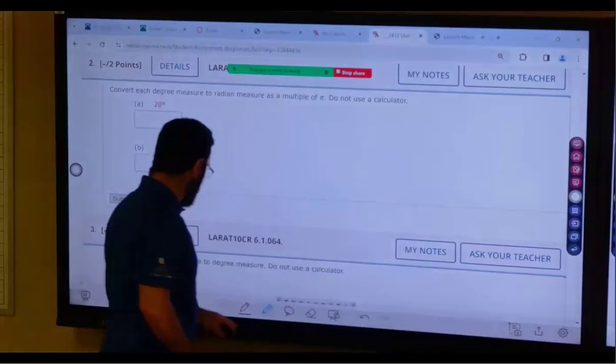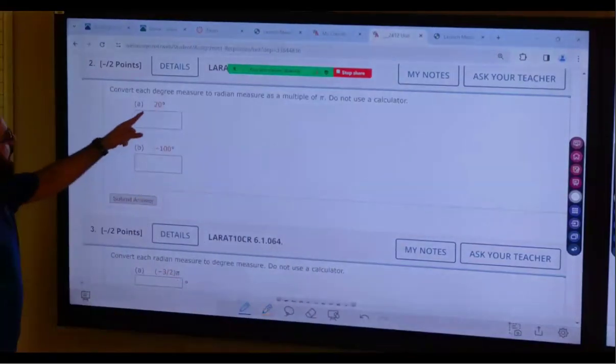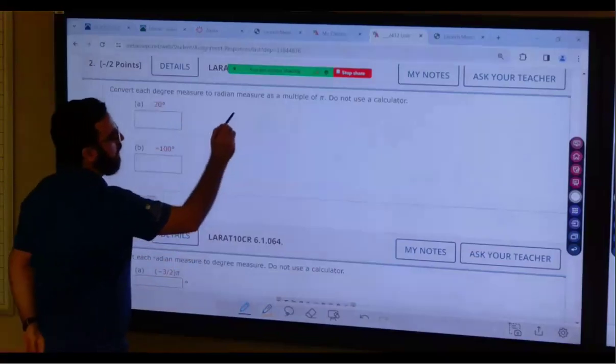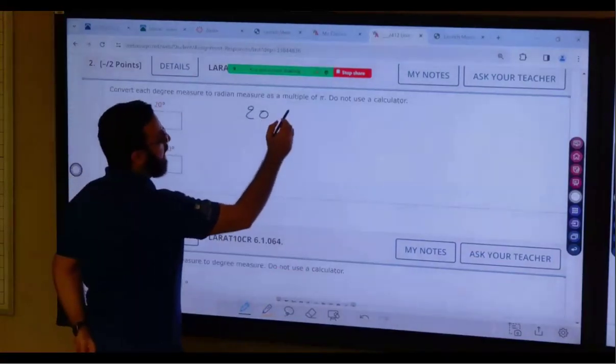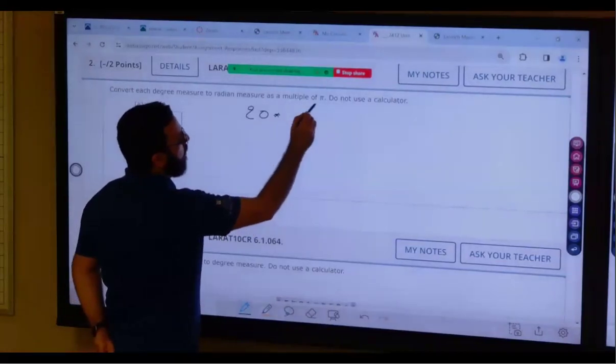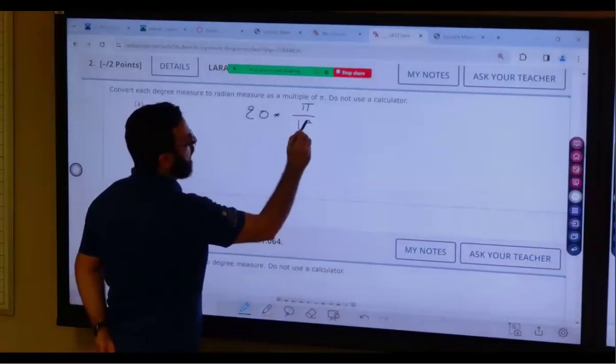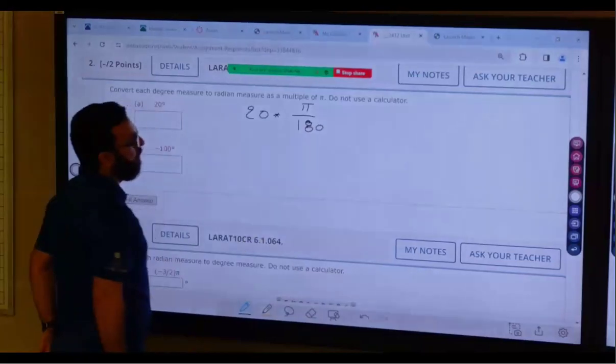Are we gonna convert from degrees to radians? So now I have degree mode. That means it's going to be 20 times pi over 180. I said 120.